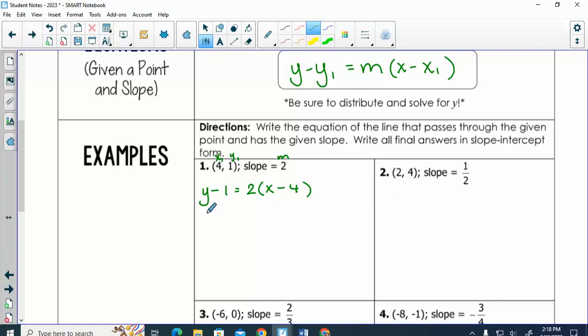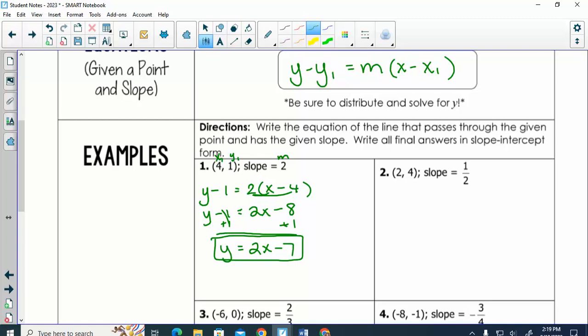Right. To get the final answer, our equation needs to be y equals mx plus b form at the end. So the next thing I would do is distribute that 2. So that would give me 2x minus 8. And then to get the y by itself, what's the final step? So we get y equals 2x minus 7. And that is our equation. That's probably the fastest method, as long as you can remember that point slope equation. The y minus y1 equals m times x minus x1.